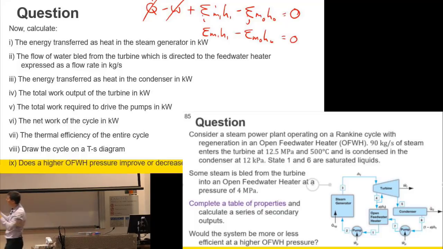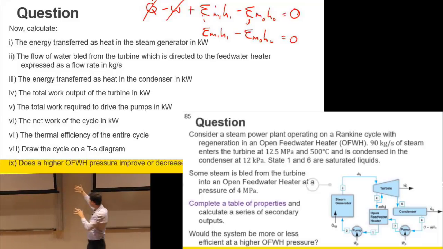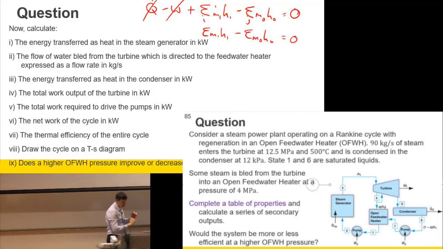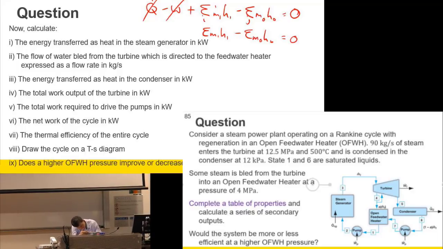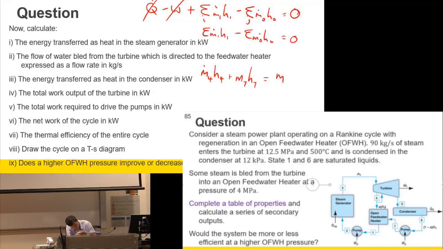Now, what are the flow rates in? We've got some flow coming in from state point 4 and some flow coming in from state point 7. So this says mass flow rate 4. Sorry, these should have derivatives on top of them. Mass flow rate 4 plus mass flow rate 7. For enthalpy 4 plus mass flow rate 7, enthalpy 7 must equal, I've taken the outs to the other side of the equation, mass flow rate 1, enthalpy 1.